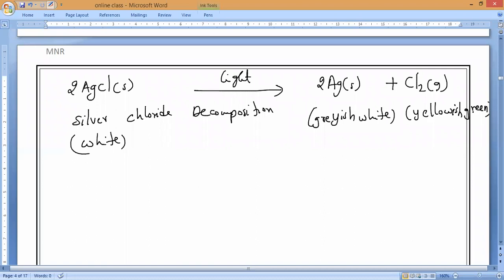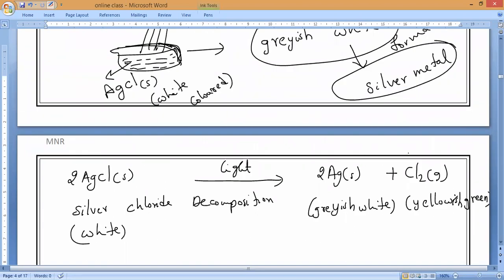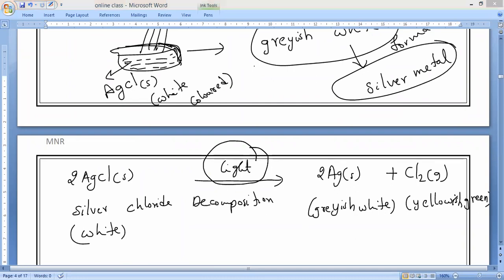Is it okay, guys? This is what we can say, which is taking place under the sunlight. So that is why it is called a photolytic reaction. Is it okay, Sai Karthik?